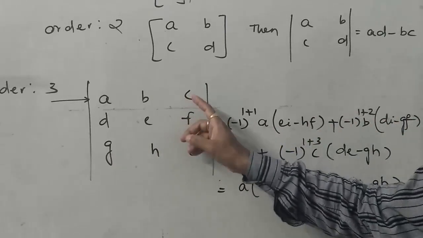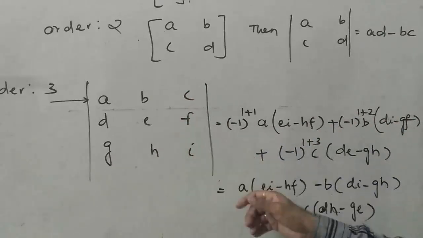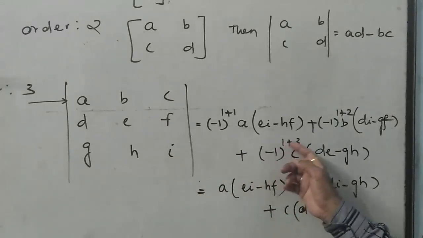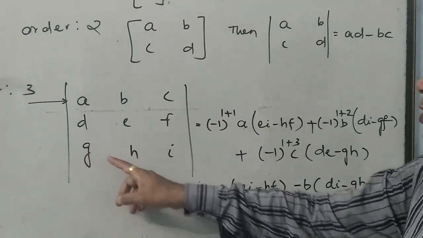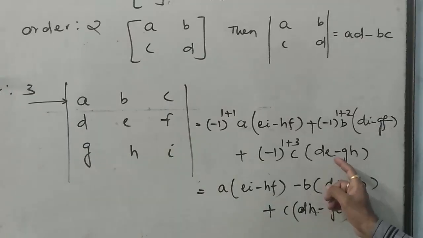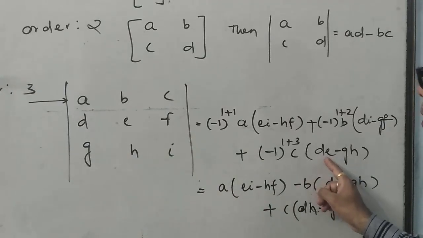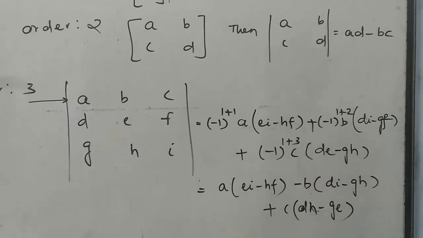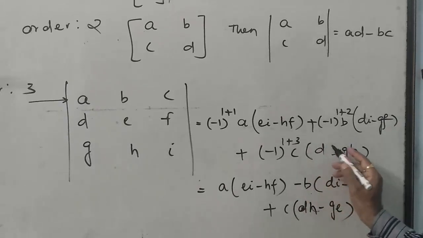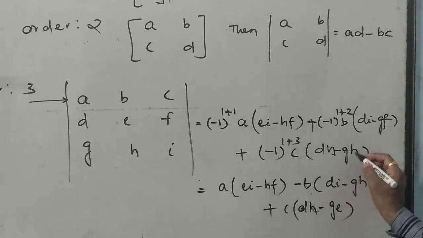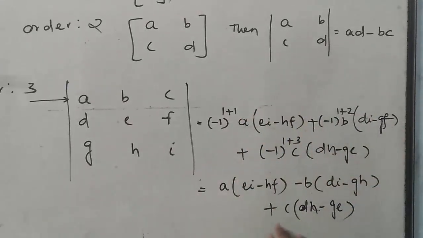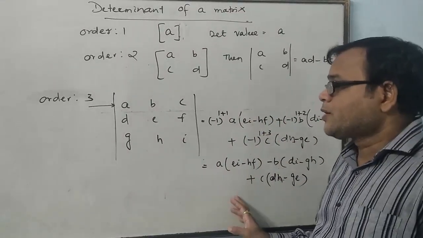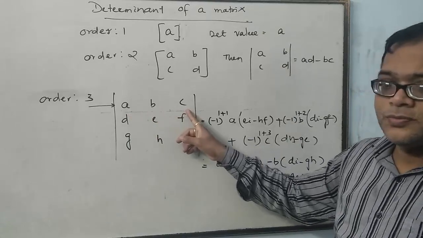Plus here A13. So it is minus 1 to the power of 1 plus 3 into C into D H minus G, sorry, here D H minus G E. So this is the value of the determinant when we are operating with the first row.